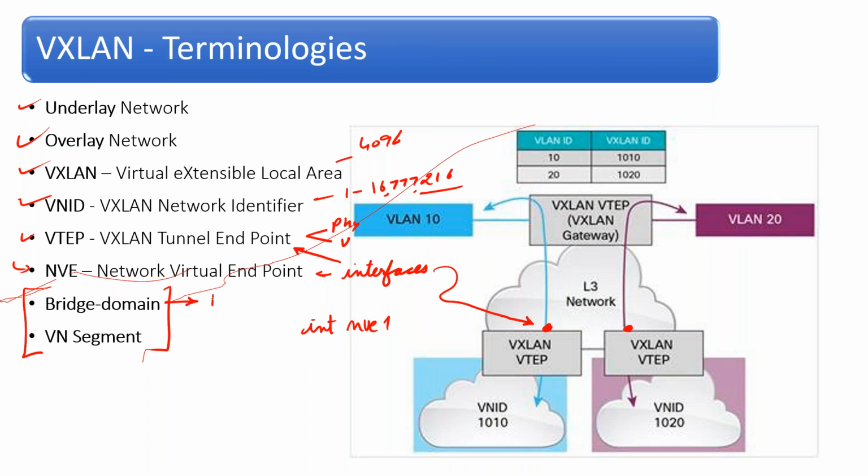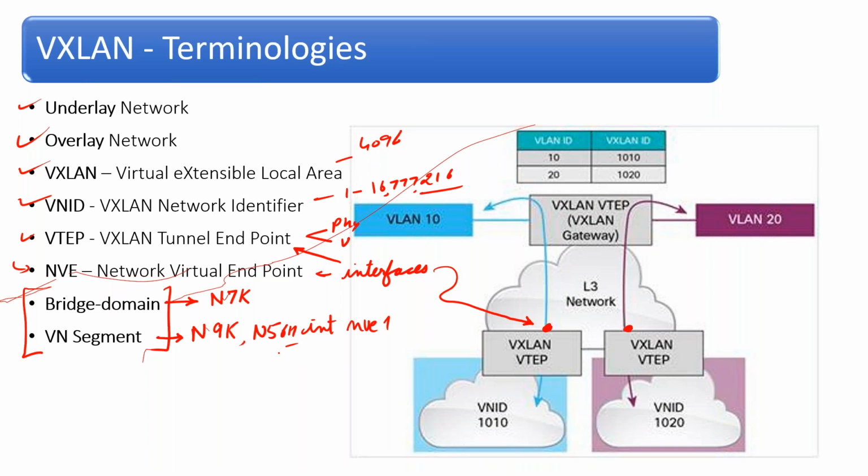These two terminologies are absolutely similar, with the difference that this particular terminology is applicable to a specific type of Cisco switch called Nexus 7K, and this is called VN segment. This is the same thing, but for Cisco, we call it VN segment with regards to Nexus 9K, and Nexus 5600 switches.